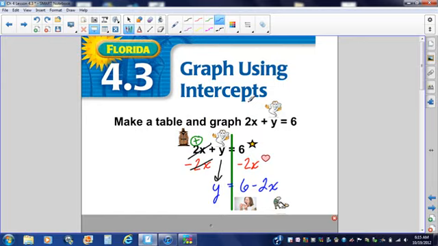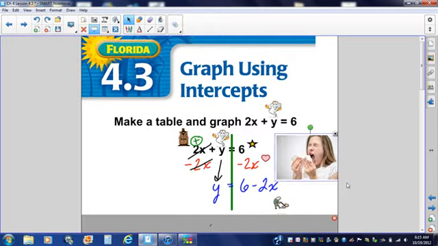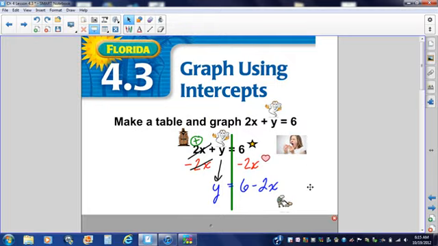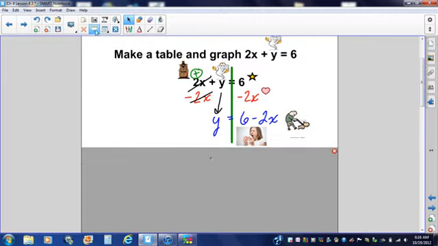Remember, guys, you cannot combine these. They are not like terms. One's a star, the other is a heart. They do not both have the variable x. Or you can think of it this way: one is a person who's allergic to dogs, and the other is a person who has a dog. You do not want to combine these. Bad things are going to happen. So now we have the equation y = 6 - 2x.